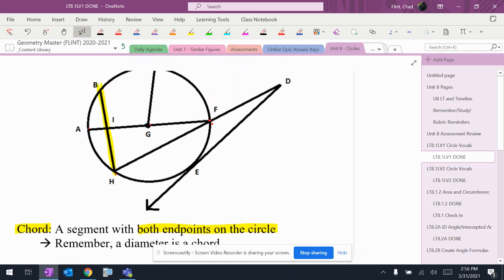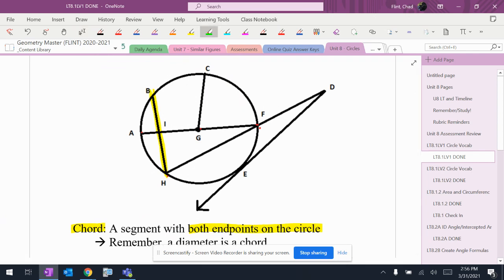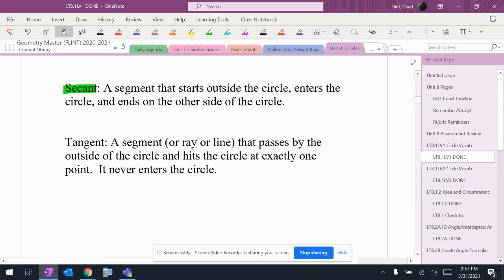In this picture, there's only one secant. It has to start outside the circle, enter the circle, and go to the opposite side. So that's my secant. I'm going to draw this and then erase it. If I had a line that started out here, went in, and stopped right there, that's not a secant because it does not go all the way to the opposite side of the circle. Those are important things to look for when you're doing this.